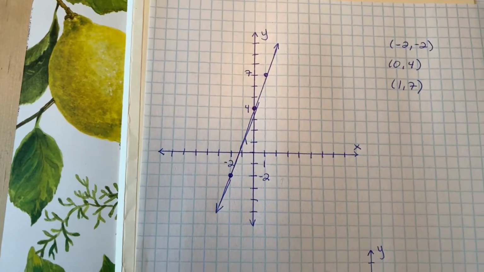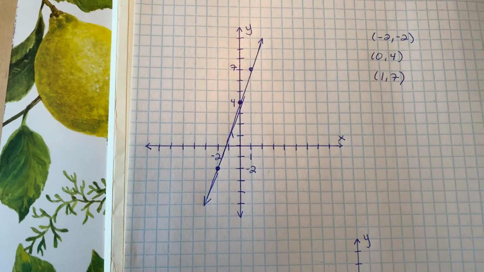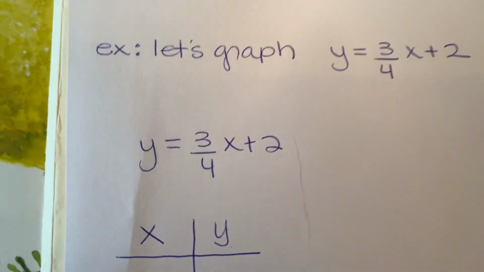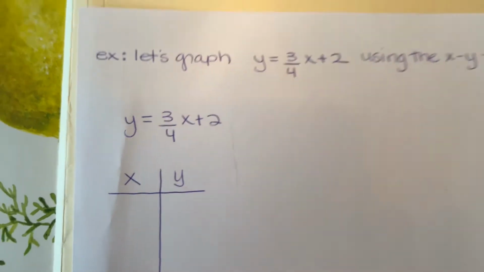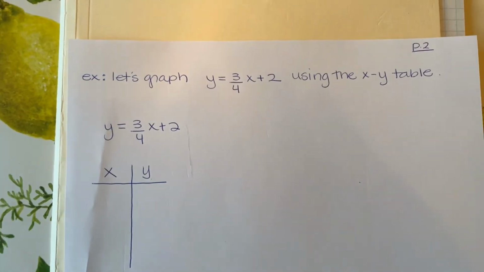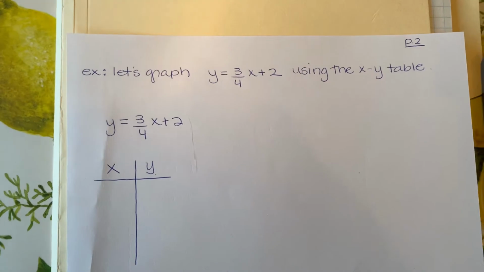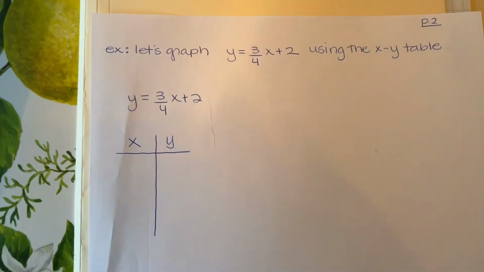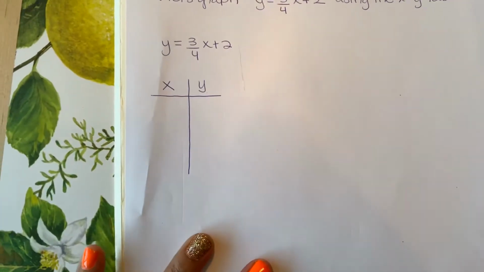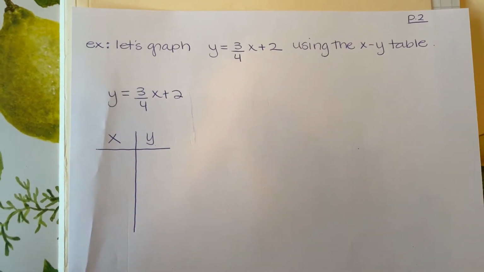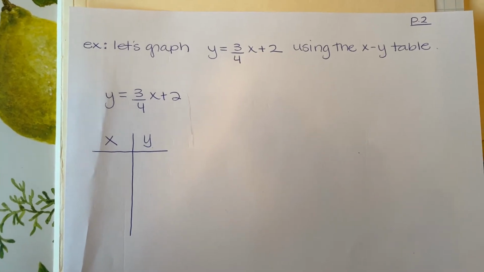I'm going to go on to the next one, that's why I'm just kind of waiting. Okay, this was a really easy one, but now I want to talk about what happens when you are given a fractional slope. So see that 3/4? Let me hold it over so you can copy it. Okay, so we're going to go ahead and graph y equals 3/4 x plus 2 using the xy table.